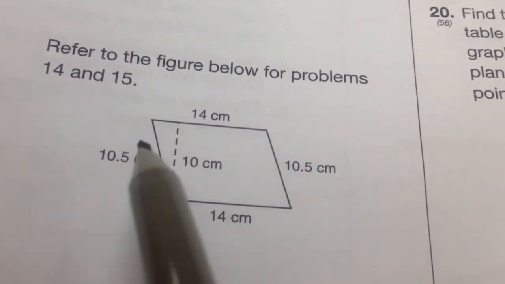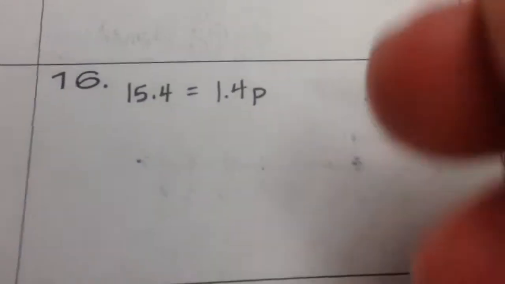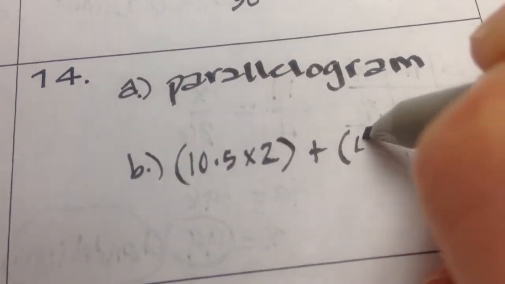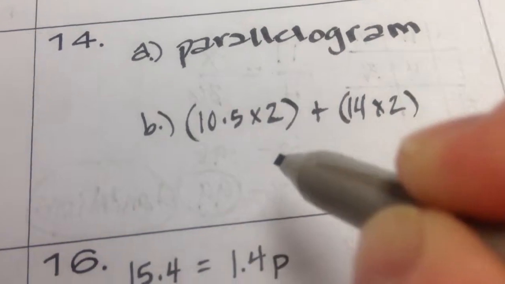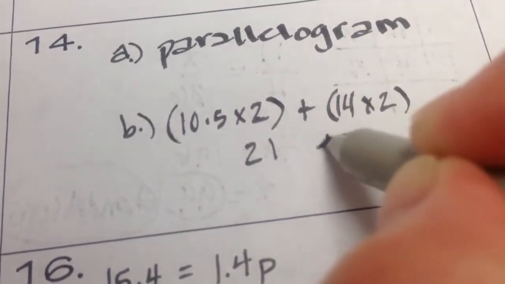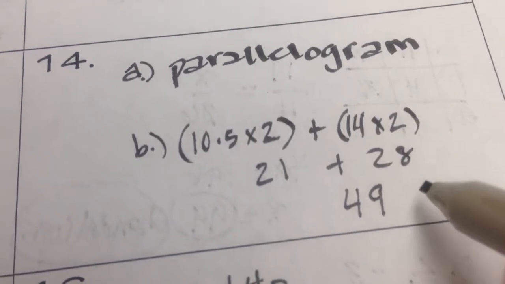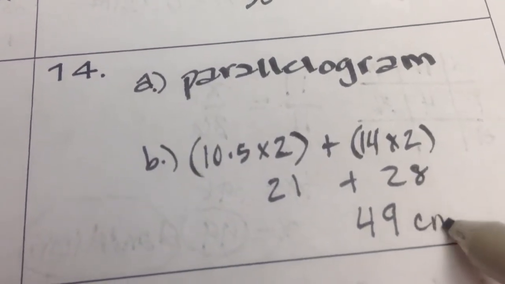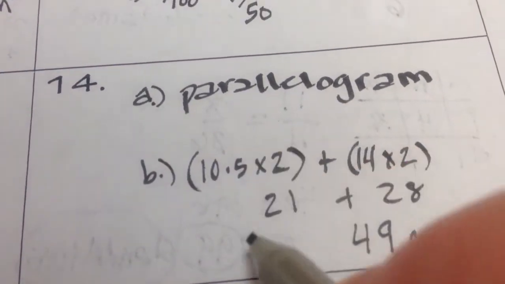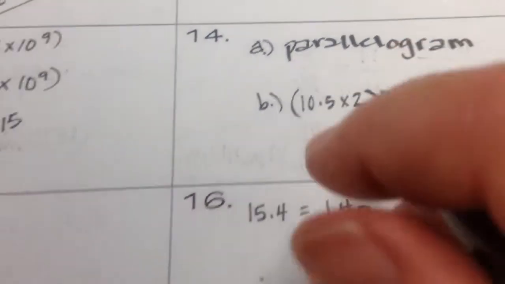Well, you're just going to add them all up. But what I like to do is write it in an algebraic sentence. So I write it is 10.5 times 2 plus 14 times 2. And I know that's 21 plus 28. So it's going to be 49, what was it? Centimeters. I don't have to square it because this is the perimeter.